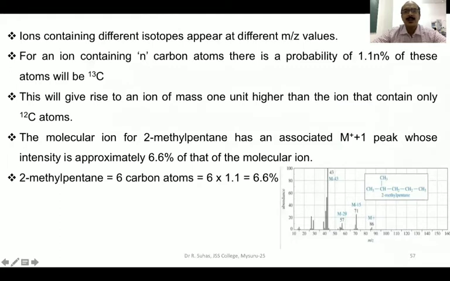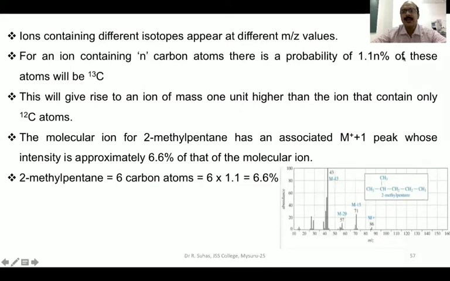So to conclude here, we know that ions containing different isotopes appear at different m/z values because they differ by different mass units. For an ion containing n carbon atoms, there is a probability of 1.1 times n percent that these atoms will be C13.